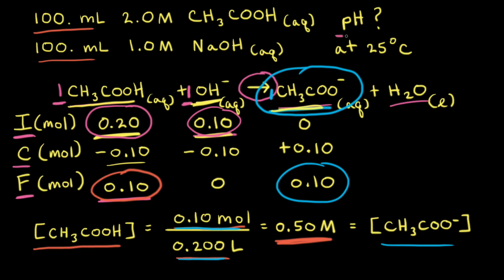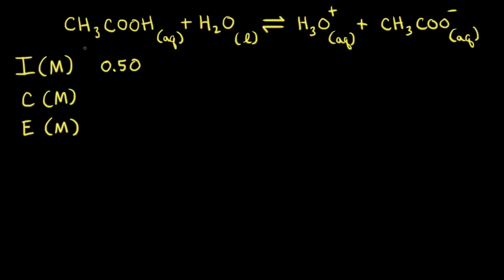Remember, our goal was to calculate the pH of the resulting solution. So to calculate the pH, we're going to need the concentration of acetic acid and the concentration of acetate anions. So we know we have some acetic acid in solution, and acetic acid reacts with water to form the hydronium ion H3O+, and the acetate anion CH3COO-.